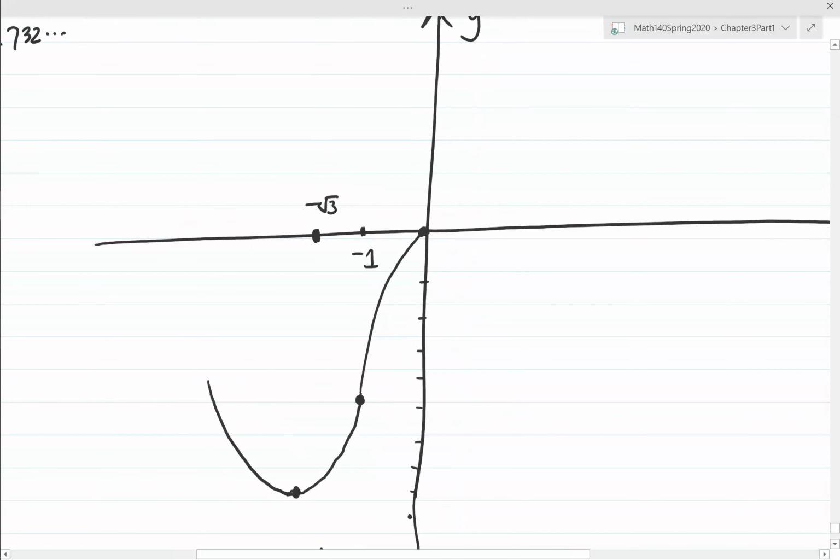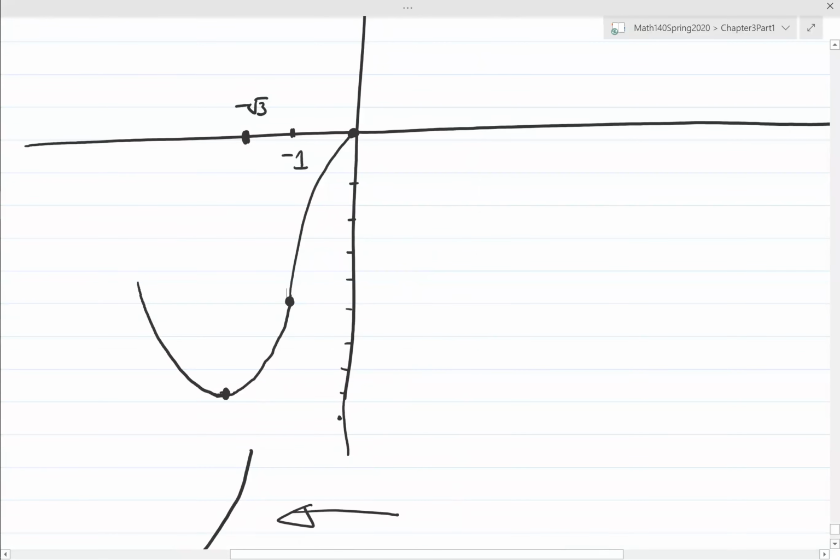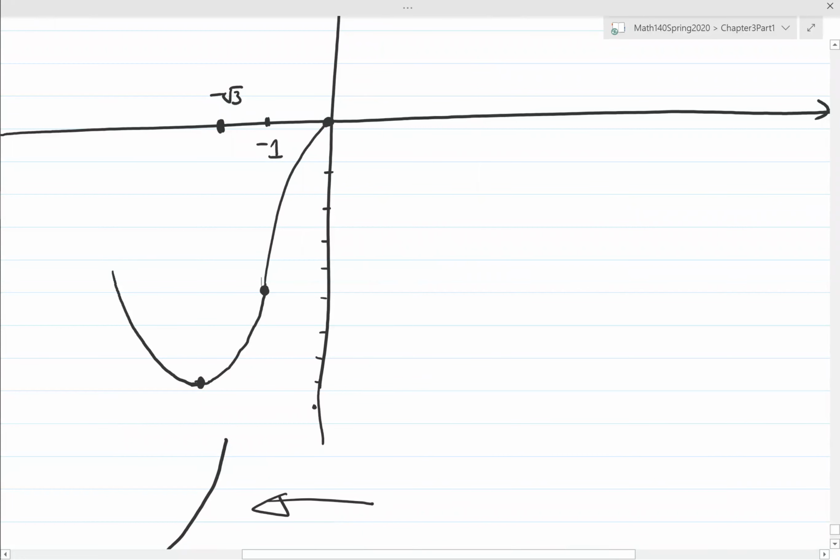Now the other pieces follow by symmetry. For the positive part, x being positive, this is the 1, this is √3. Now we flip it by symmetry. Then you see it's again -1, 9. And then we are done. So this is the graph of the function.